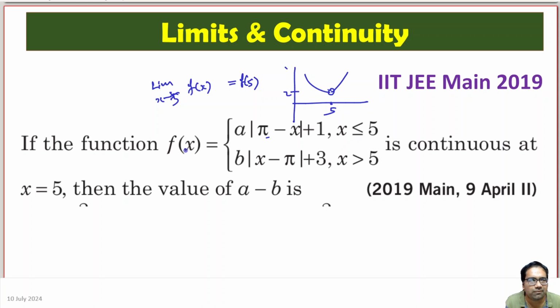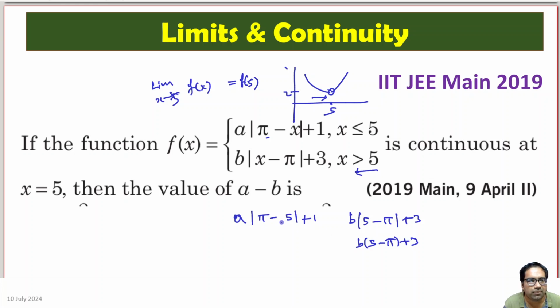Right. So here, what is f(5)? f(5) is a times the greatest integer function of pi minus pi, plus 1. This is f(5). And the limit when x is approaching from the left, x less than or equal to 5, is the same thing. Basically f(5) and the left hand side are the same. What is the one coming from the right side? It is b times 5 minus pi plus 3. 5 is greater than pi, so this becomes b times 5 minus pi plus 3.